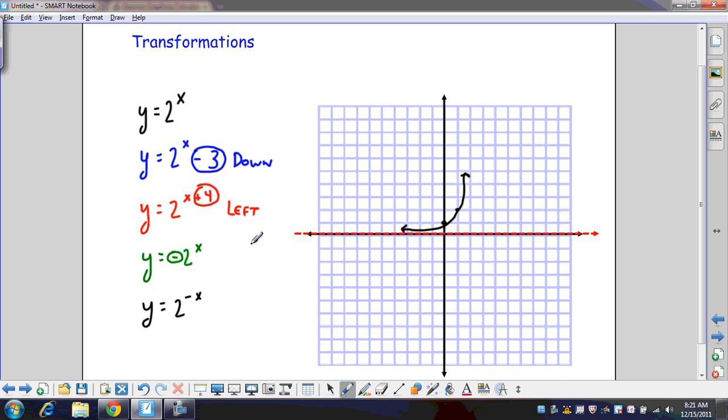So let me revisit the blue one. Notice how with the blue one, since that minus 3 was not in the exponent, that moved it down. So what I need you to think about is when things are on the outside, in other words, not in the exponent, that's going to affect the y value, not the x value. So since I have a negative out in front, that's going to affect the y value. So I don't need to change the x's, I need to change the y's. So instead of going 0, positive 1, I'm going to go 0, negative 1. Instead of going 1, 2, I'm going to go 1, negative 2. So that's going to be a reflection over the x-axis.